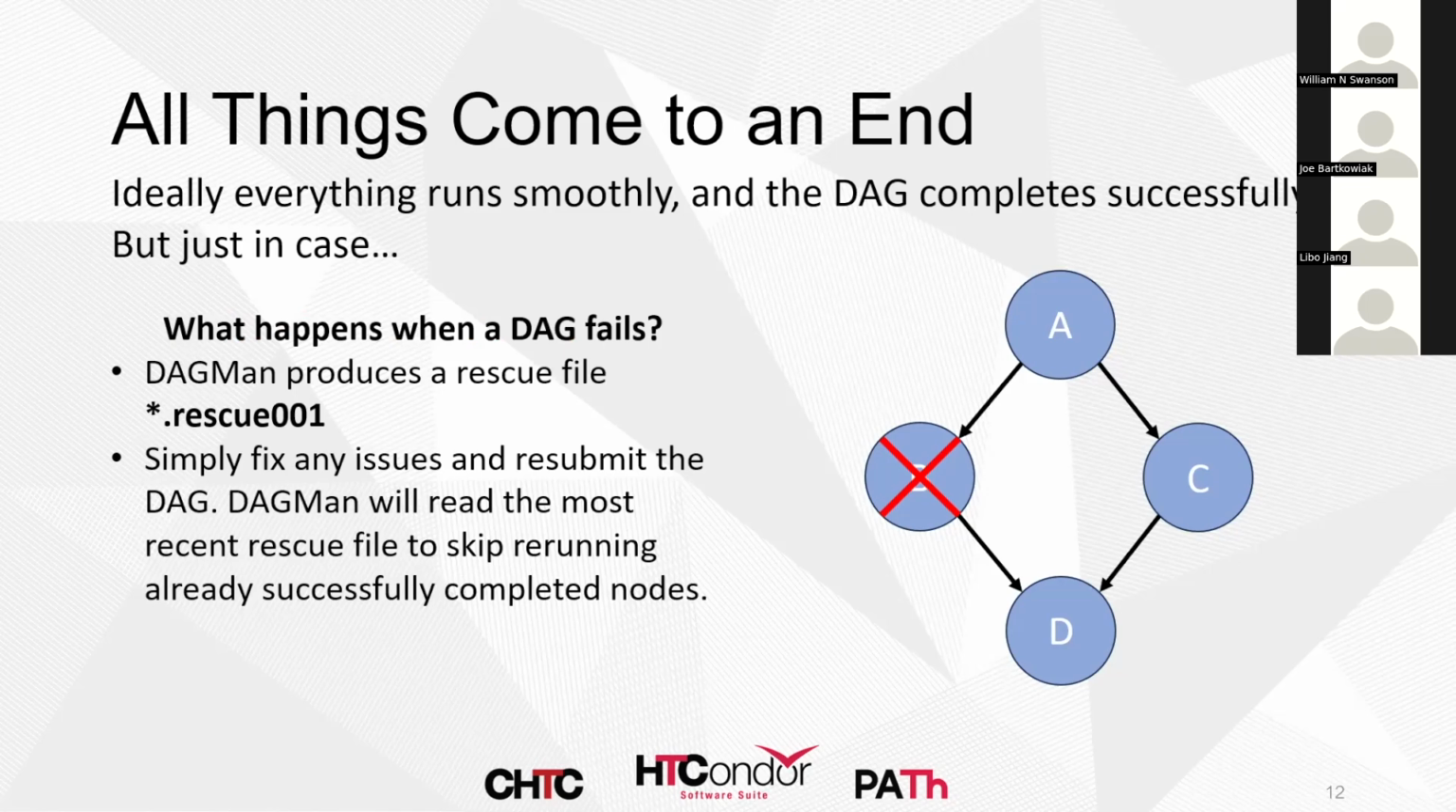Maybe you had a typo in your queue statement or in your executable, in your submit file, and this job failed. You can fix that, resubmit the DAG from the same directory, and it will pick up and say, oh, A's done, C's done. Let's try running B again. B runs successfully, hopefully, and then we go to D and we finish. Life is good.